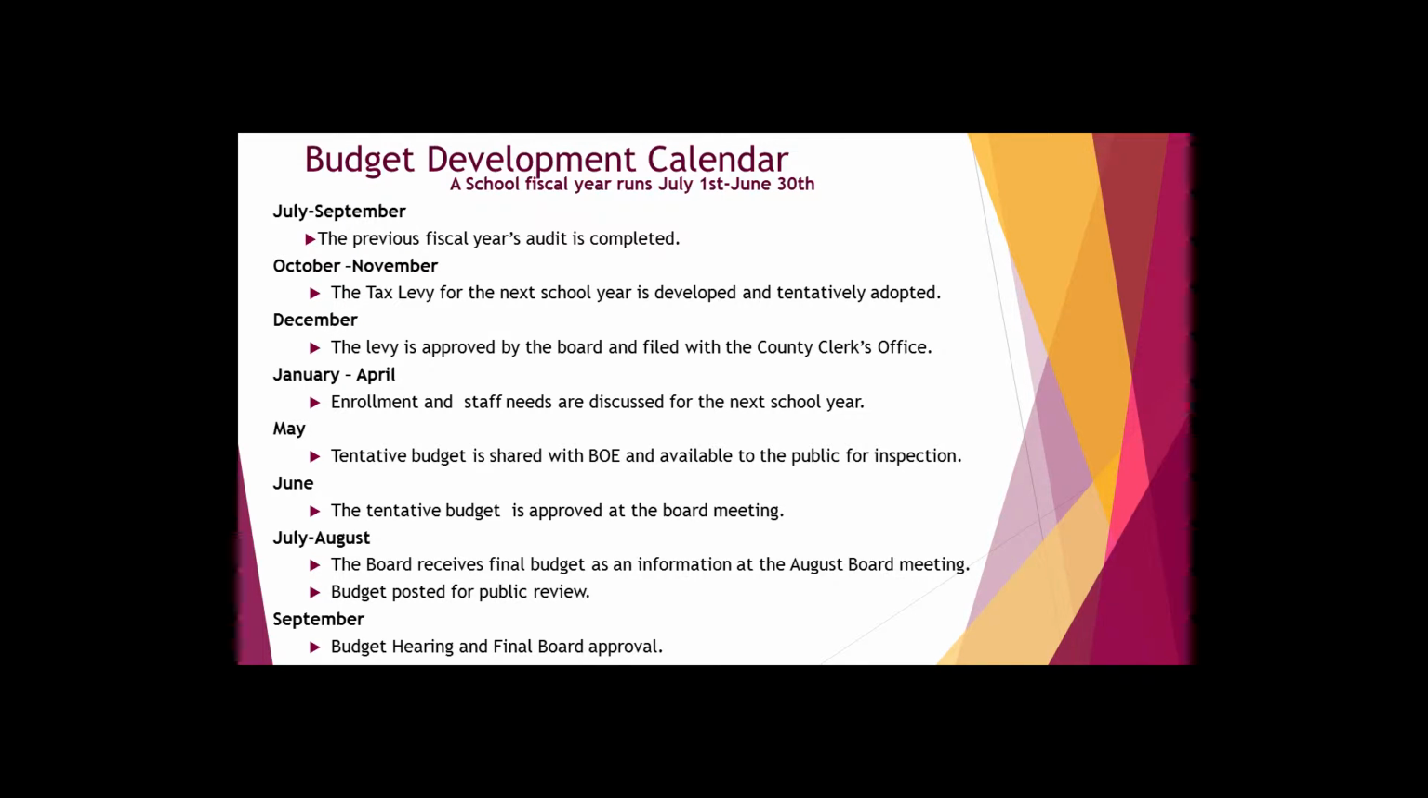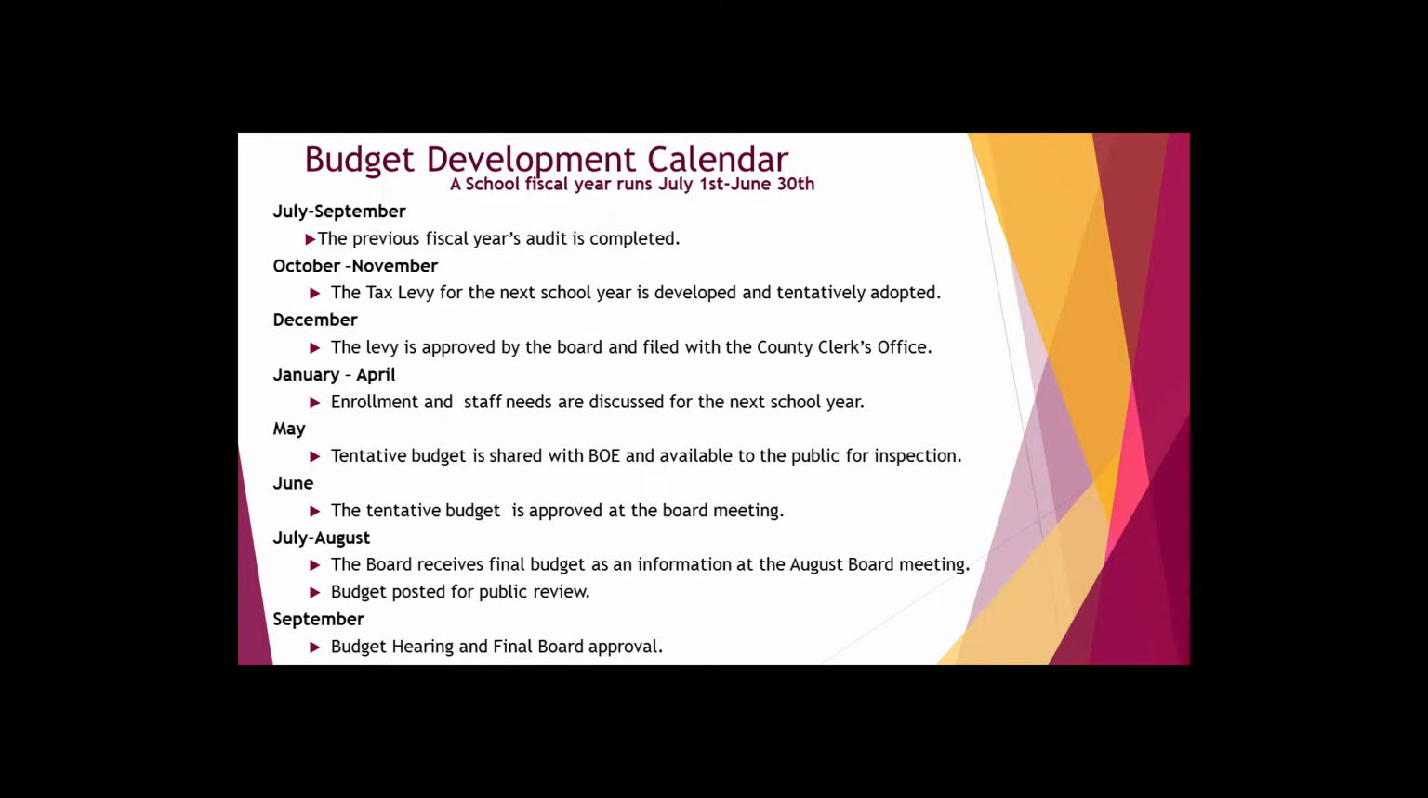Then in May, the tentative budget is shared with the Board of Education and made available to the public for inspection. And then in June, the tentative budget hearing is held and the board approves the tentative budget. This gives us the authority to spend money when July 1 gets here to run the district on a daily basis. July and August are really spent tweaking the budget for the upcoming school year.